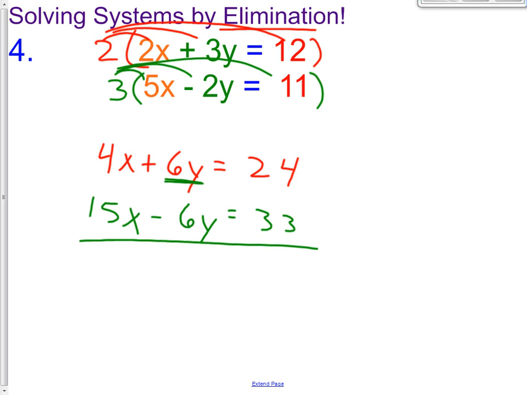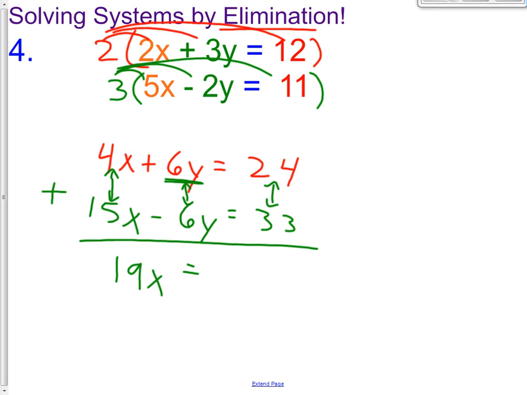So now I'm going to combine like terms by adding these two equations. So what is 4 plus 15? I'm adding my x's to get 19x. I add my y's. 6y plus a negative 6y is 0y's. We don't even write it out. That's the whole purpose. We're eliminating the y's. So they are gone. 19x equals now 24 plus 33.